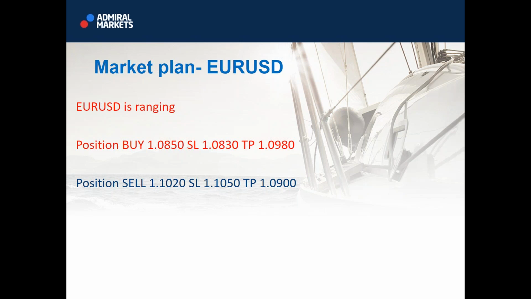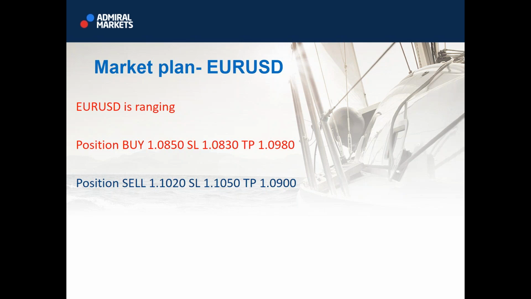Well, guys, equities were going down, SP 500 going down. You know, correlation between pairs is very important. That is why I advise you to use correlation matrix with Admiral Markets. It's a great tool to help your trading.